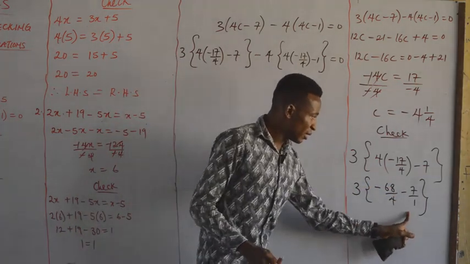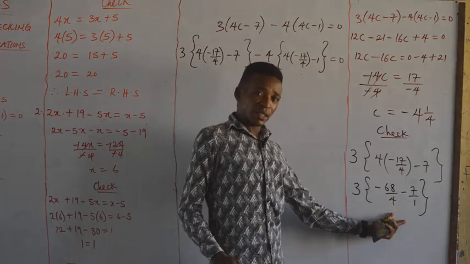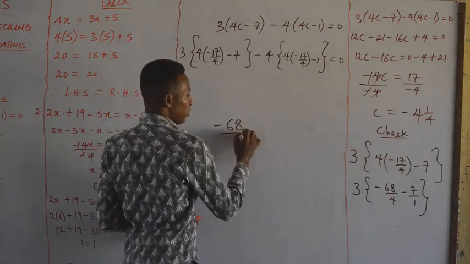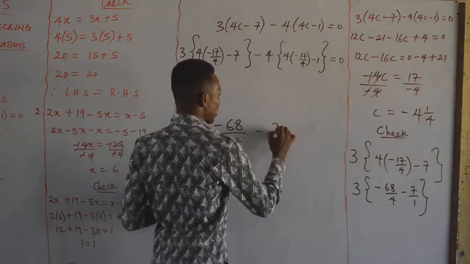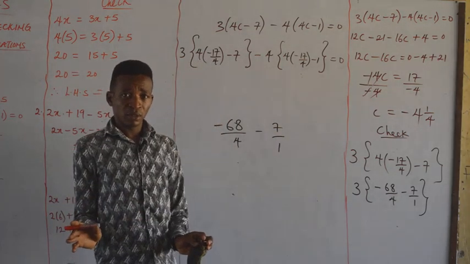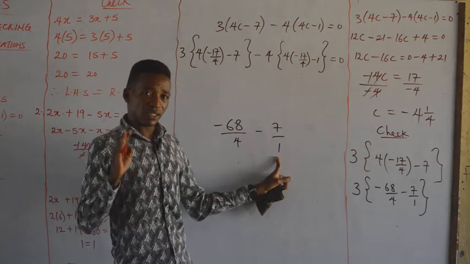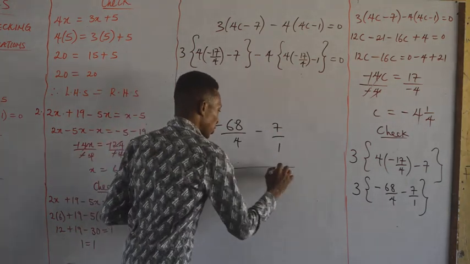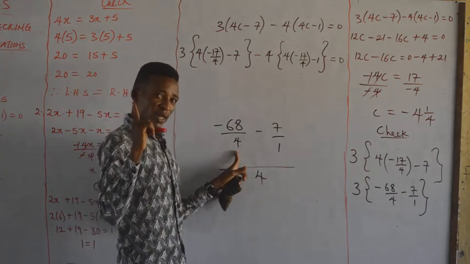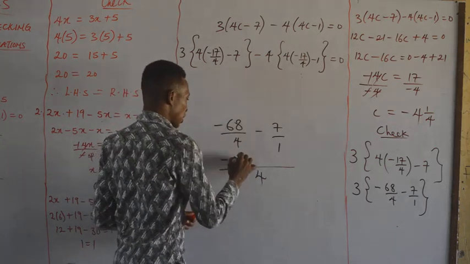Inside the brackets, you see that there's no more small brackets now. We are left with bigger brackets. Inside the bigger brackets now, we have minus 68 all over 4 minus 7 all over 1. This one now is just a normal fraction. And don't worry, we are going to do it together. Now, the LCM of this 4 and 1 is 4. When you bring out your LCM, this is 4. How many 4 will you see in 4? 1. Now, multiply the 1 by this. That gives you minus 68.